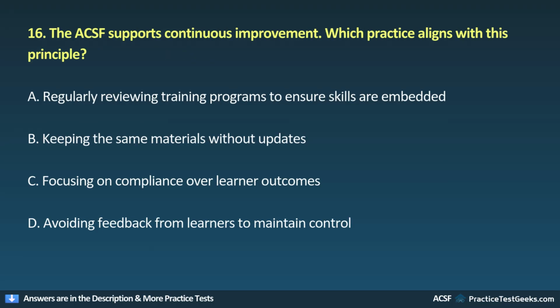16. The ACSF supports continuous improvement. Which practice aligns with this principle? A. Regularly reviewing training programs to ensure skills are embedded. B. Keeping the same materials without updates. C. Focusing on compliance over learner outcomes. D. Avoiding feedback from learners to maintain control.